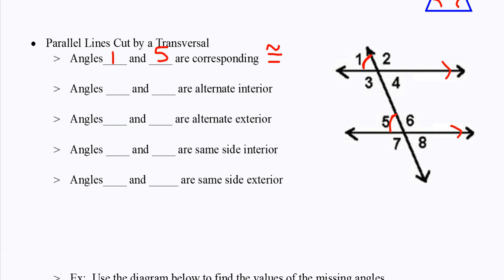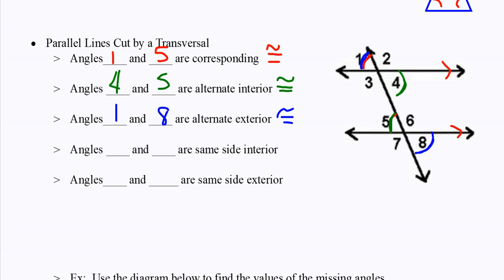Moving right along, alternate interior. Alternate means opposite sides of the transversal, and interior means inside the parallel lines. So alternate interior are going to be, for example, 4 and 5, or 3 and 6 also are alternate interior angles. Okay. And those guys, if you'll notice, also look pretty similar, and they are also congruent, you should remember. Next, alternate exterior. So again, alternate, opposite sides of the transversal, but outside the parallel lines, exterior. So for example, 1 and 8 or 2 and 7 also are alternate exterior. And once again, you can see that they are the same measure.